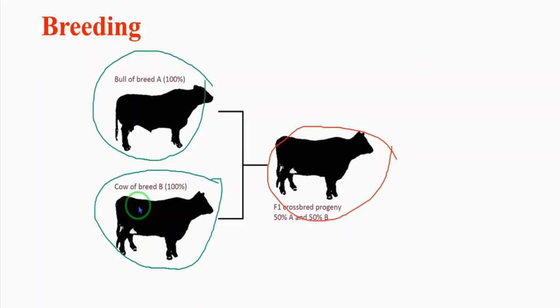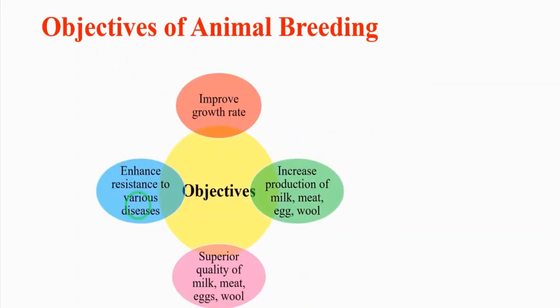Next, there are two types of breeding. Before that, we can see the objectives of animal breeding. First, improve growth rate. Second, increase production of milk, meat, eggs and wool. Third, superior quality of milk, meat, eggs and wool. Fourth, enhance resistance to various diseases. These are the four objectives of animal breeding.